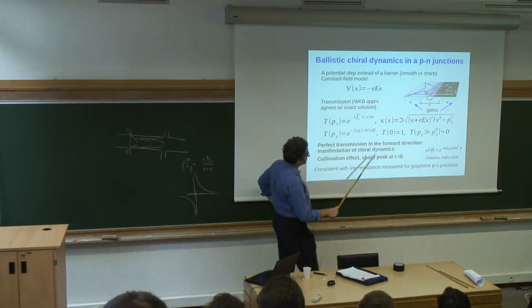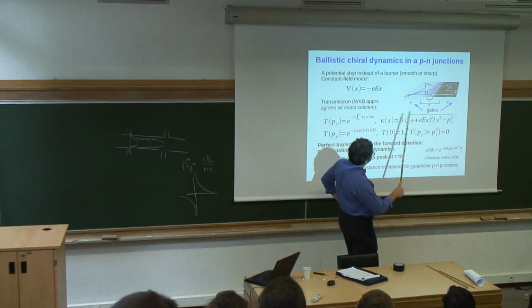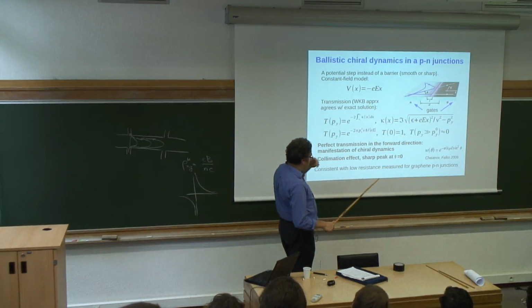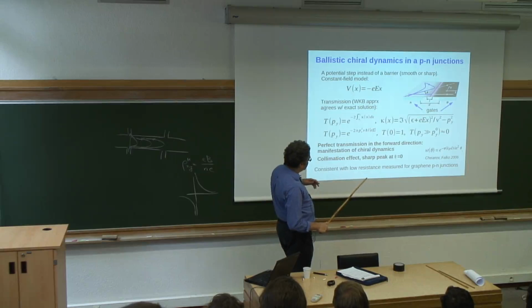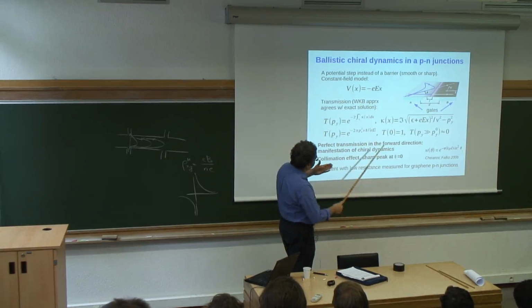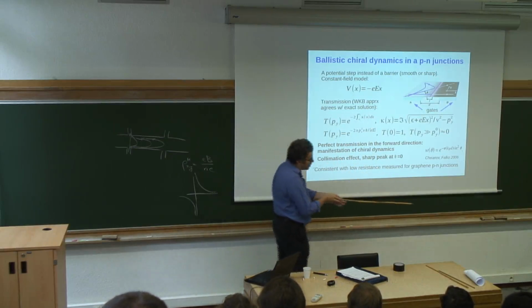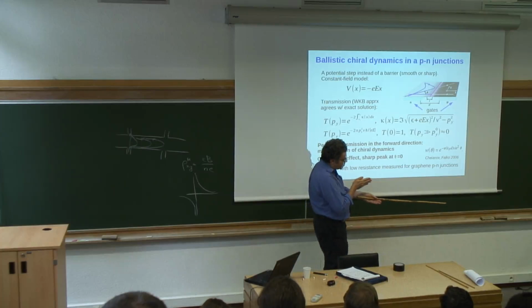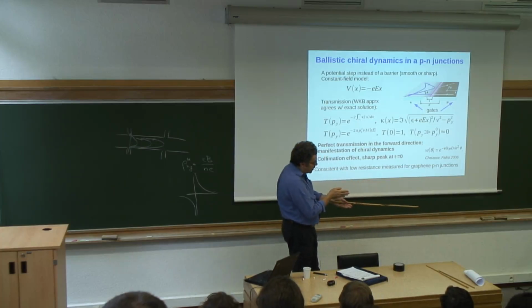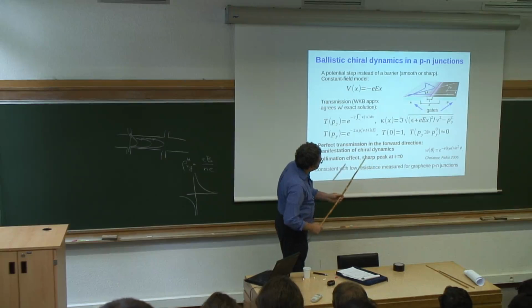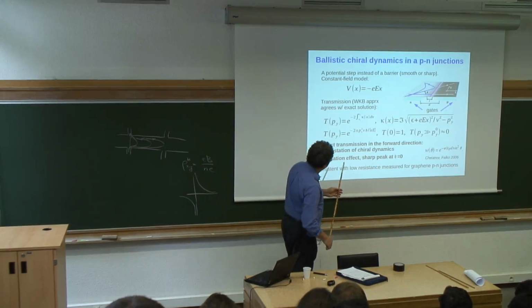So that exact solution, or this WKB formula, exhibits the same type of behavior. You have full transmission at normal incidence and some reflection at other angles, and by tuning this field, you can enhance the collimation effect. There'll be strong collimation in the forward direction, and for angles which deviate from that, there'll be a strong reflection, nearly perfect reflection.